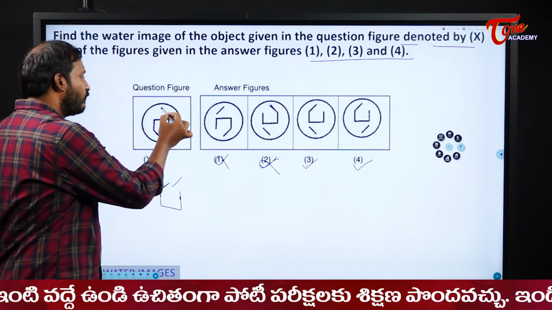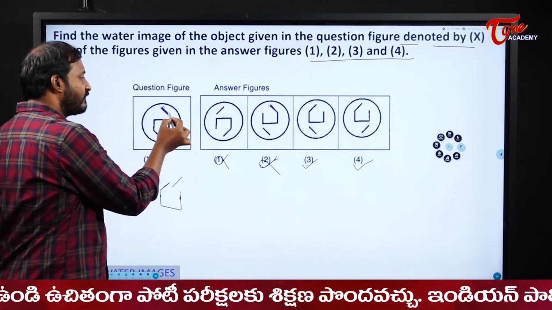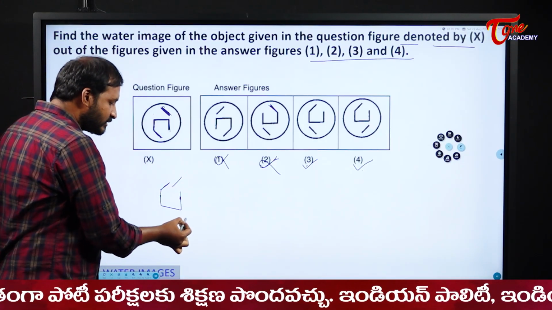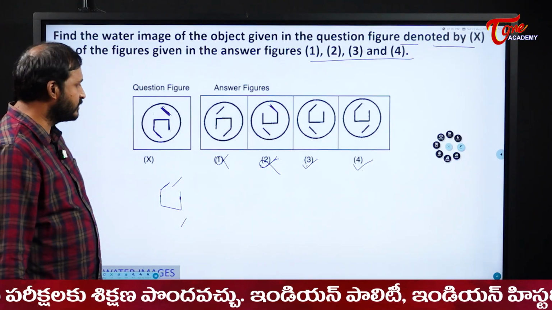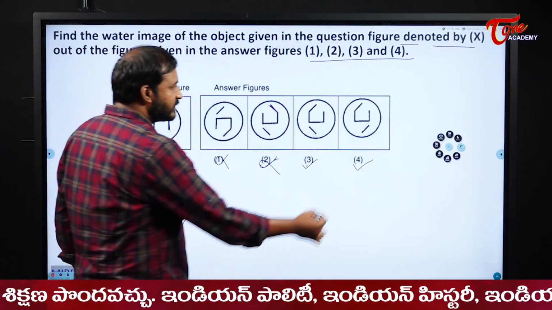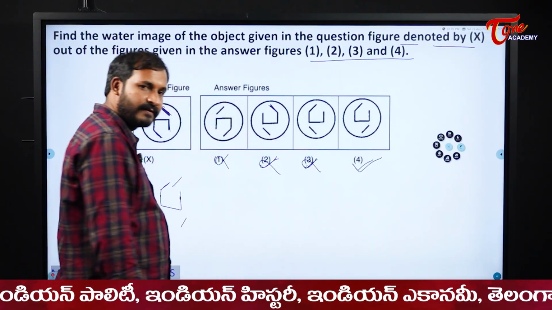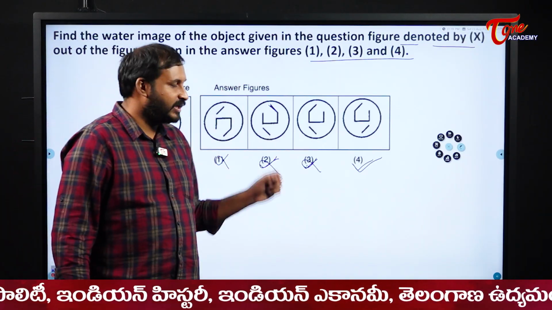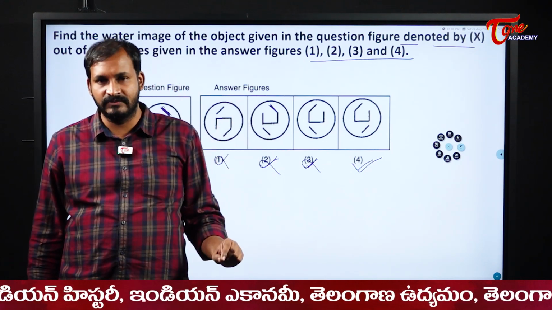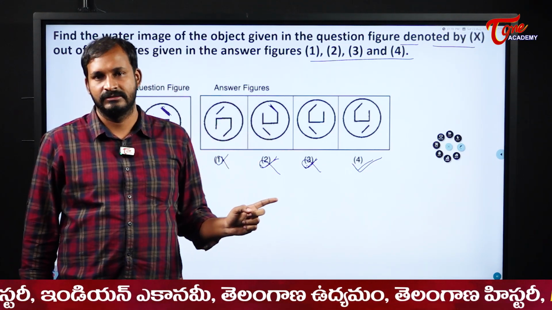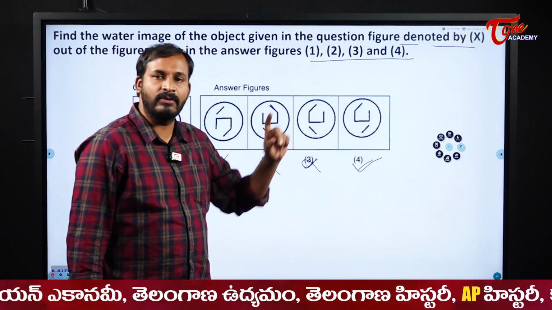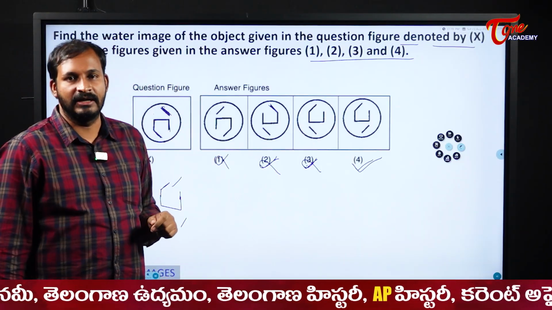Now see here, towards which side do I have this line? Towards left or right? Right. So in my answer also I should have it towards the right only. It should not be shifted to the left. So which one is there for me here? Here it is shifted to the left. So our answer here becomes 4. Okay. So in a water image, just top and bottom change, but not left and right. So top and bottom were changed, and we are writing left and right.